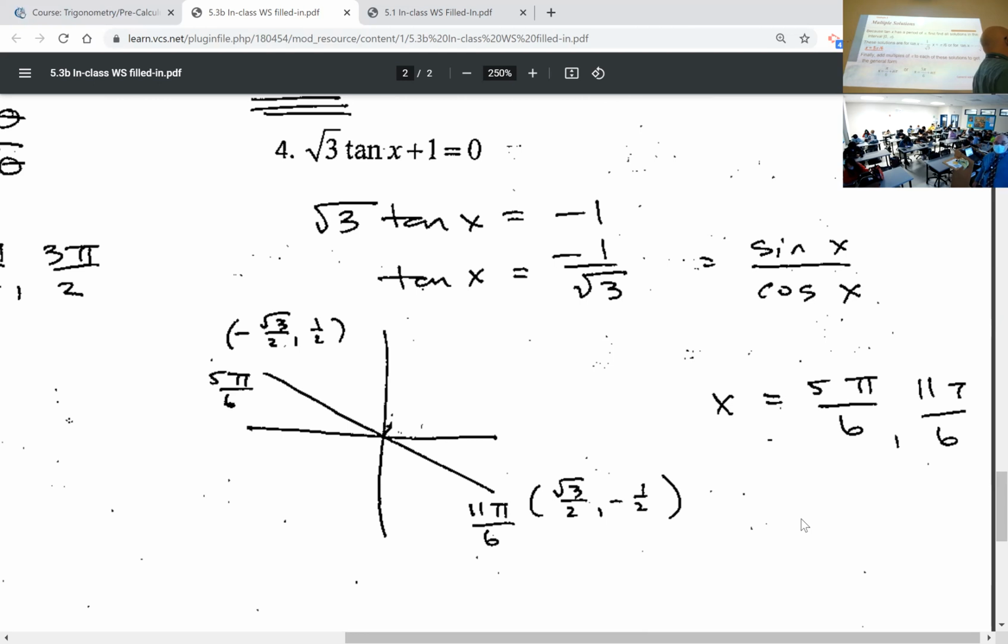Where does that happen? That happens here at 5 pi over 6, and halfway around the circle at 11 pi over 6. Because I've got negative square root of 3 over 2, and 1/2. So 1/2 divided by negative square root of 3 over 2 is equal to negative 1 over square root of 3. So the two places it happens are here. Tangent is always going to have an answer across the circle. Tangent and cotangent are always going to have an answer across the circle.